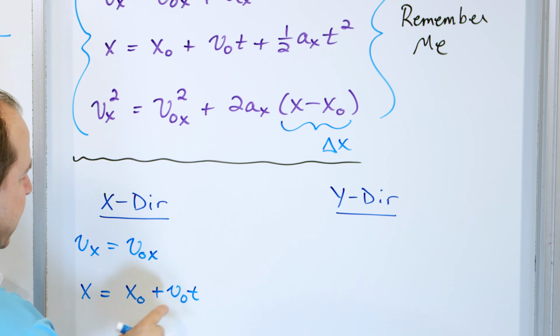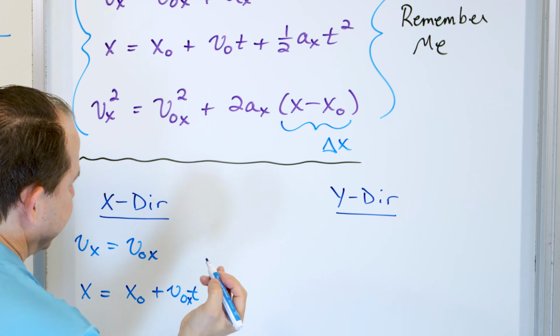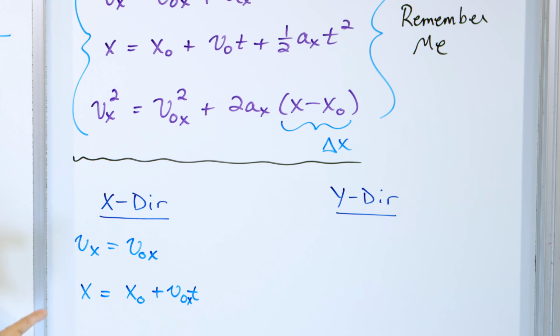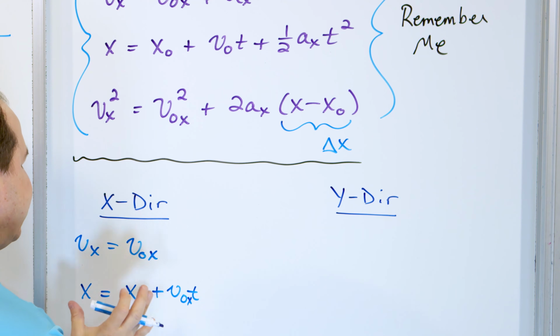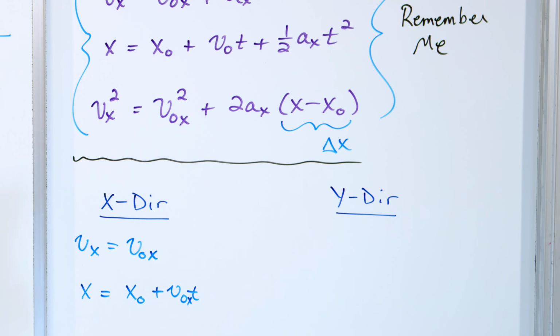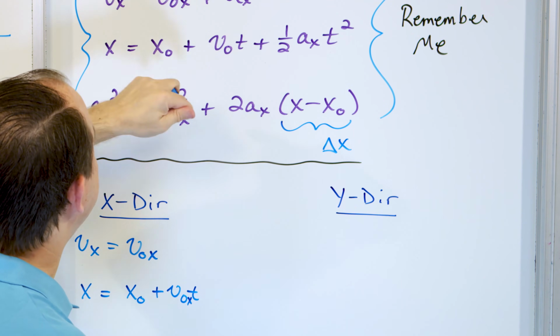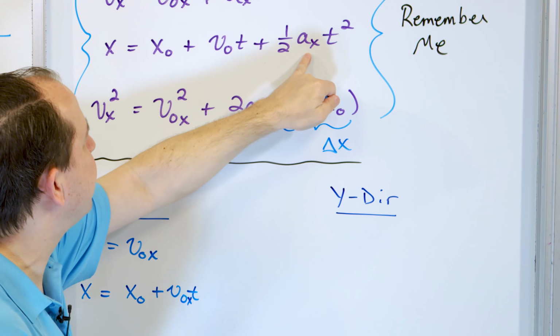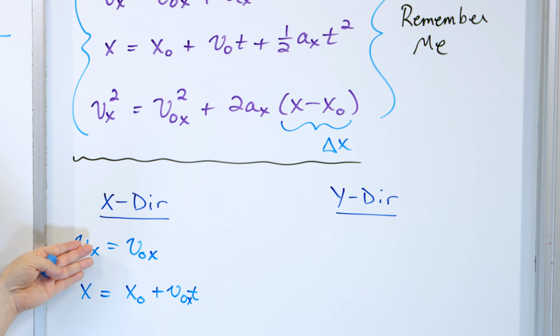And you could put this as v naught x. What you figured out is that you have these two equations which look like different equations, but they're not different equations because they just come from the ones we have when you put the acceleration in the x direction equals 0. This is what your book will have.